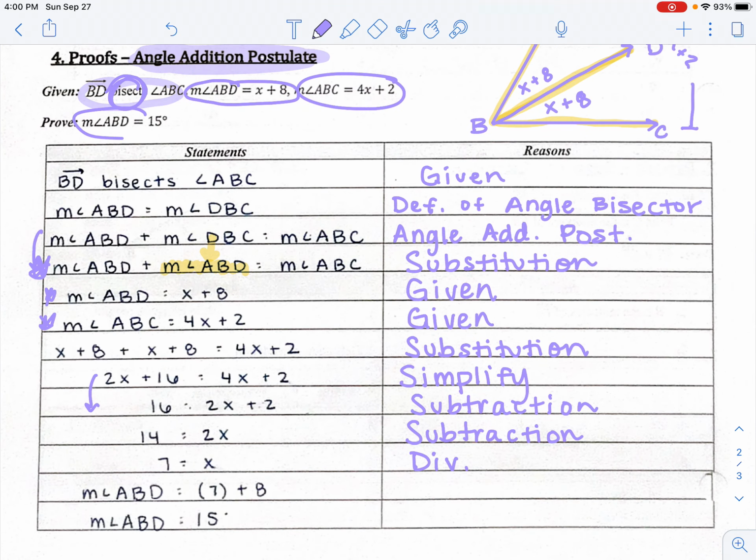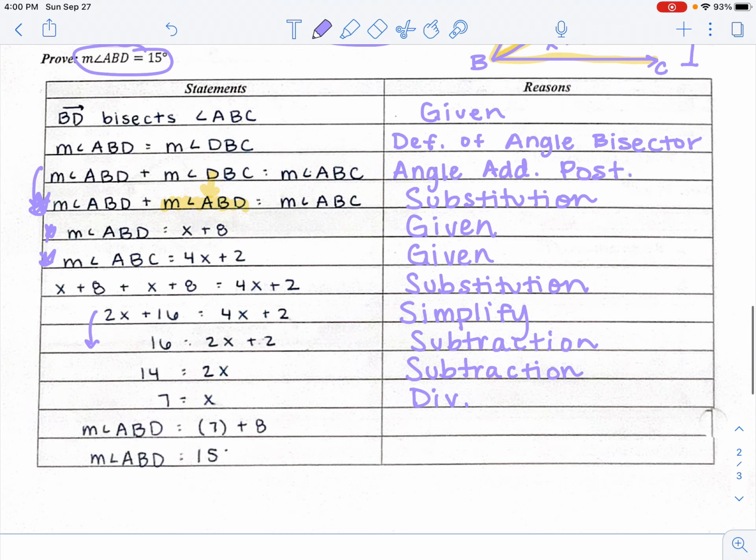Again, our goal is to solve that angle ABD. The measurement of that angle is 15 degrees. So what we did next, it looks like we plugged in 7 into that x equation. So that would be a substitution. And it looks like we combined our like terms. We combined 7 and 8 and got 15. So that would be a simplify.